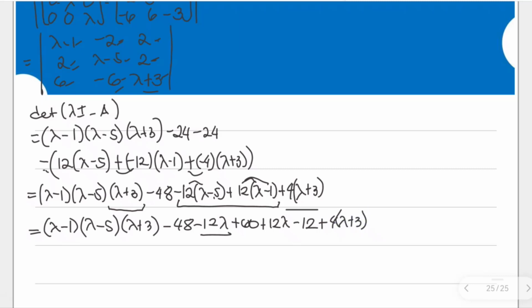Why? Because this is what will happen right now. Lambda minus 1, lambda minus 5, lambda plus 3. Notice, again, this will be cancelled out with that. This 48, negative 48 and minus 12 will have 60, right? So this is also to be removed. You just need to really examine the entries so that you could decide what to do.